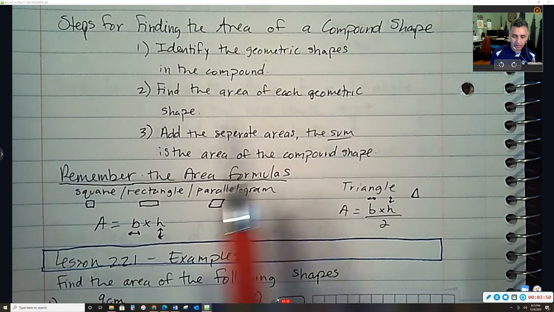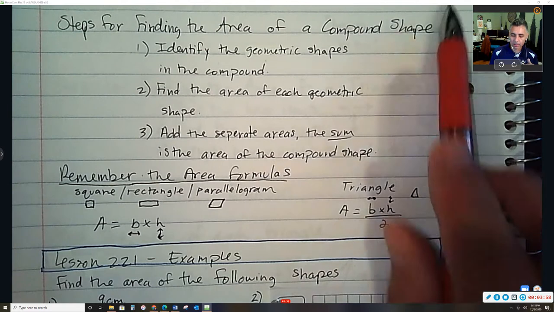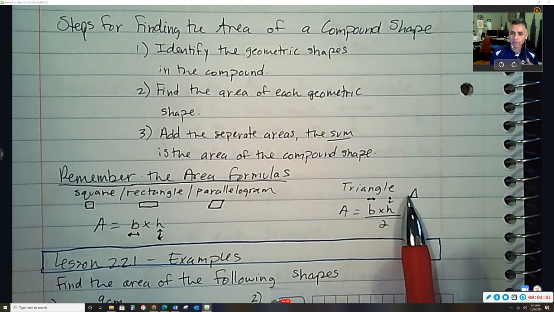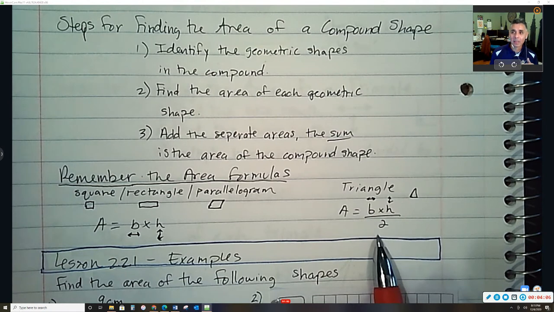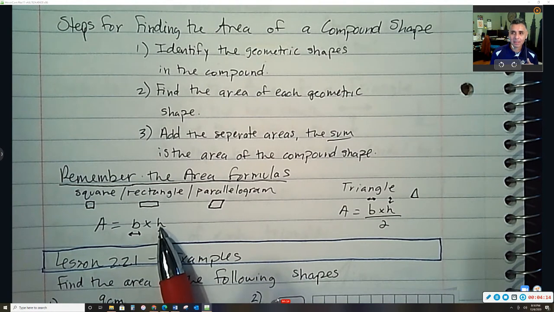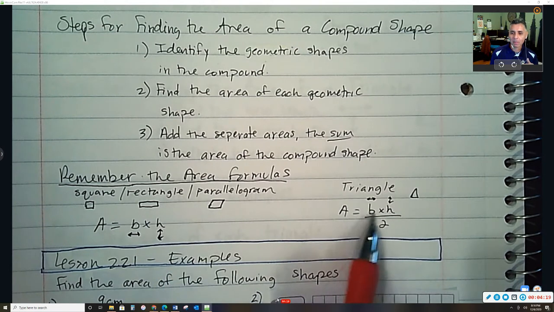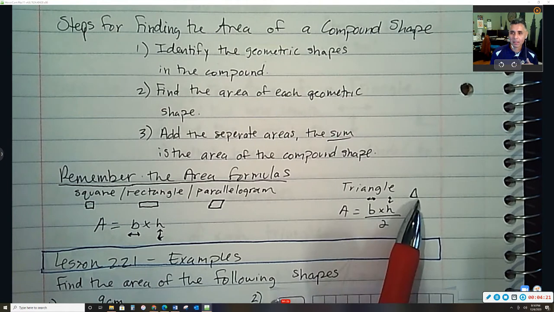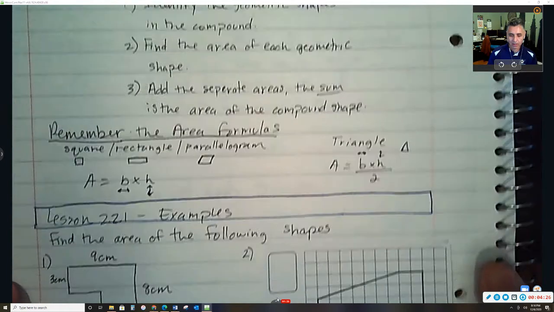Okay, and then the other figure we dealt with is the triangle. It doesn't matter if it looks like this or if it's slanted or looks like the one we had up there. If it's triangle shaped, the formula is base times height divided by 2. Okay, so really I would say this is easy to remember. It's either base times height if it has 4 sides, like a square shape, or it's base times height divided by 2 if it has 3 sides, like a triangle. Okay, so let's move on.